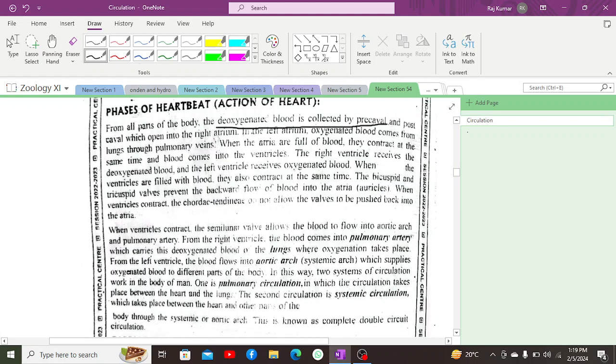From all parts of the body, the deoxygenated blood is collected by the precaval and postcaval veins, which open into the right atrium. In the left atrium, oxygenated blood comes from the lungs through the pulmonary veins. When the atria are full of blood, they contract at the same time, and the blood comes into the ventricles.